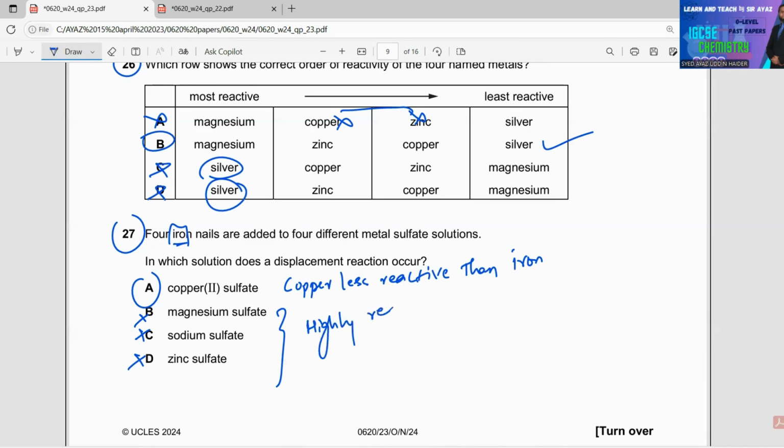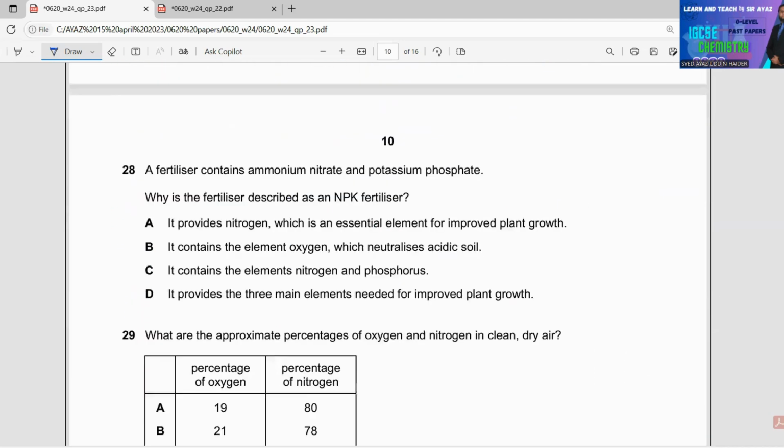Those are highly reactive metals than iron. That's why you can't have magnesium sulfate, sodium sulfate, or zinc sulfate.